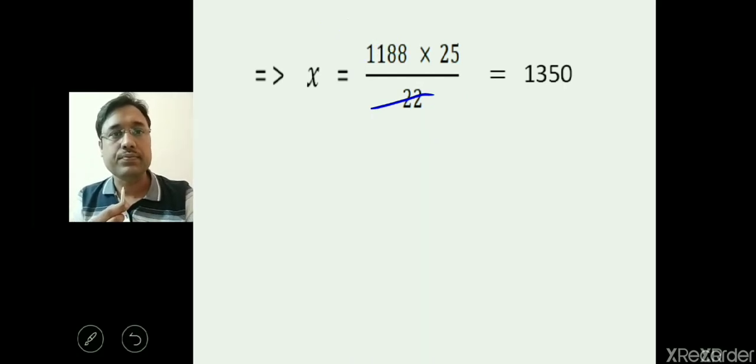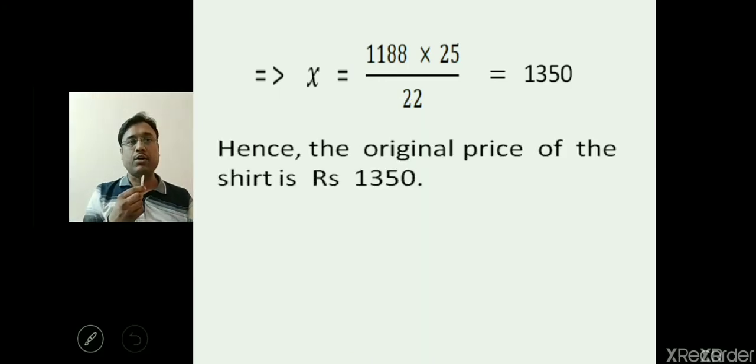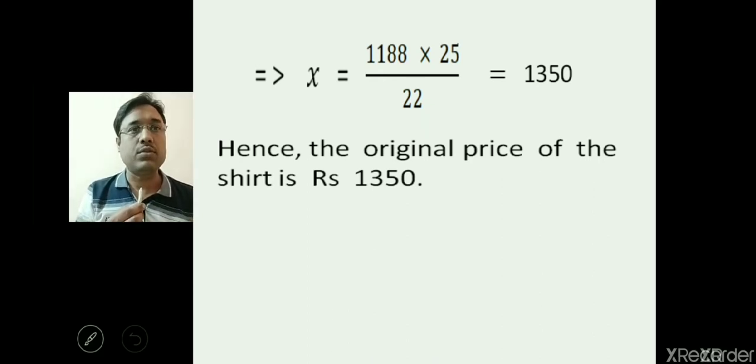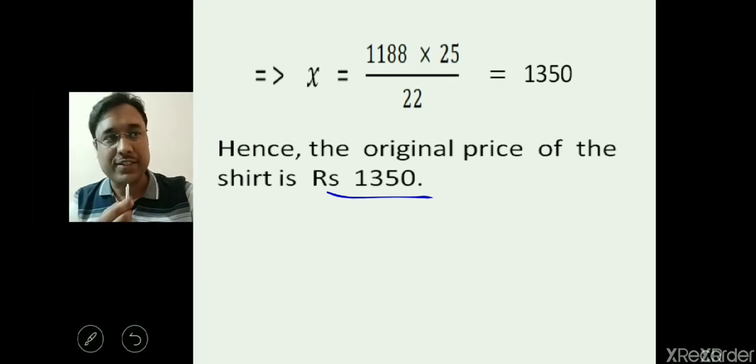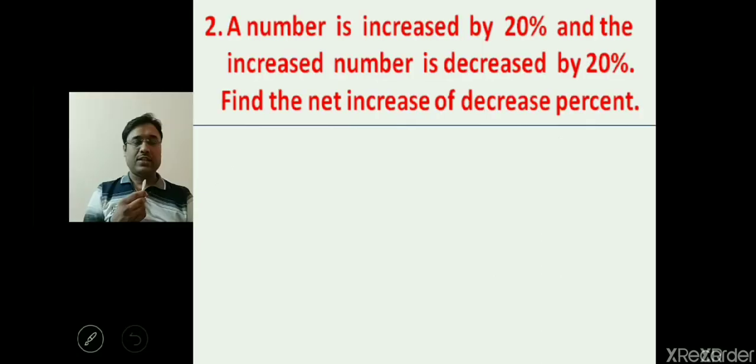Therefore you can say the original price of the shirt, which we assumed to be X, is equal to 1350. So the original price of the shirt is 1350. This was the original price. Now you will see the next question.